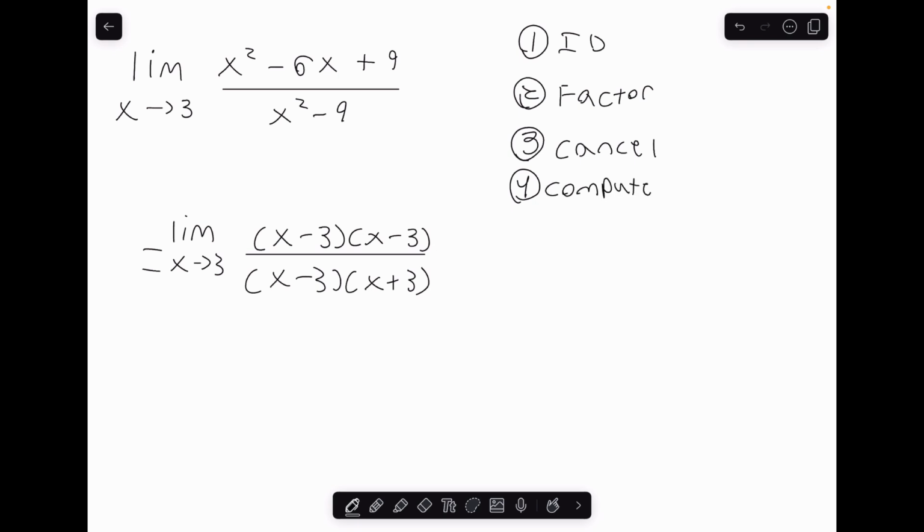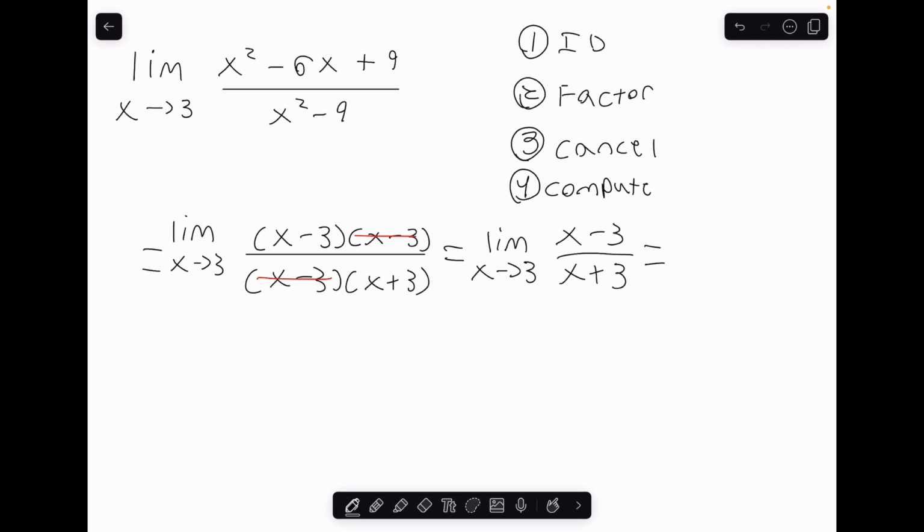Okay, so let's cancel. So we have a negative 3 in the denominator and 2 negative 3's there in the numerator. So we can cancel 1 out with 1 in the numerator. And that leaves us with x minus 3 in the numerator and x plus 3 in the denominator. Now we can compute this limit. Here we're taking the limit as x approaches 3. All you have to do is replace the x values with 3.